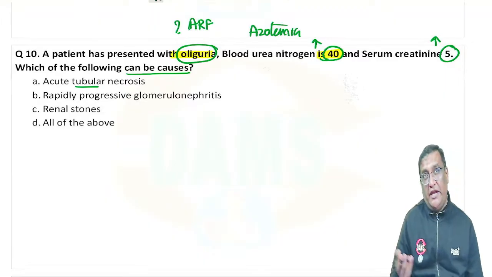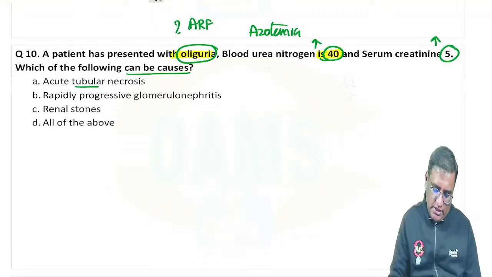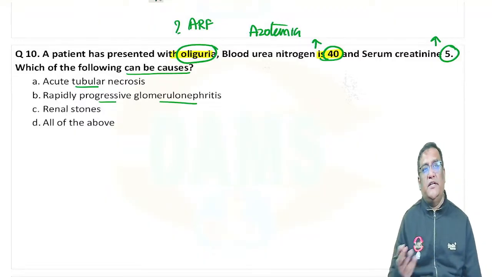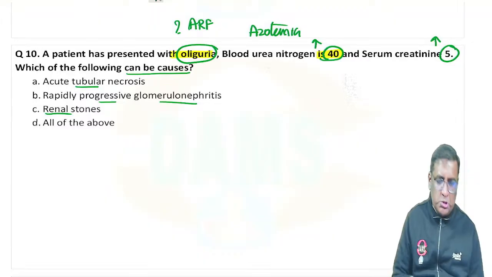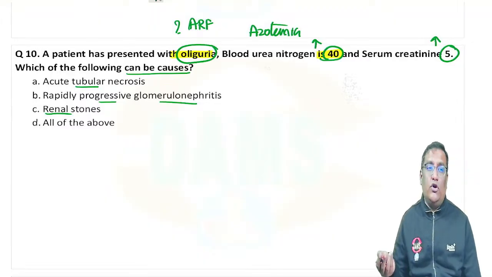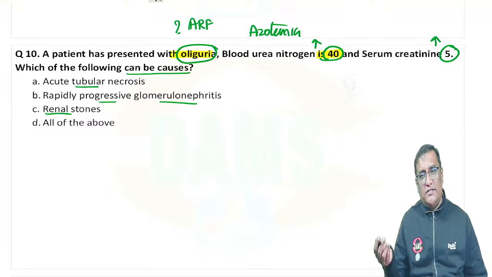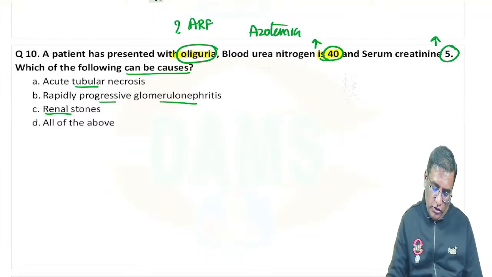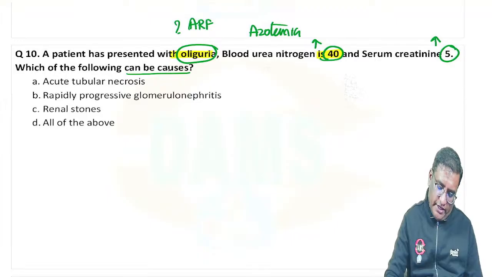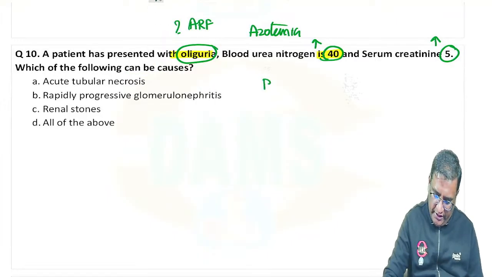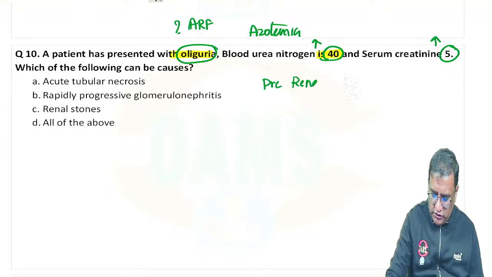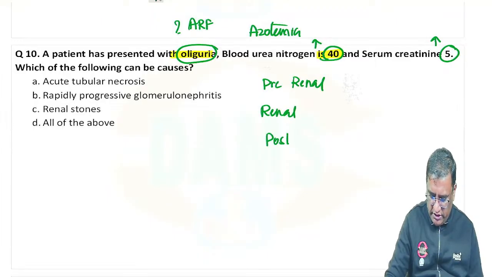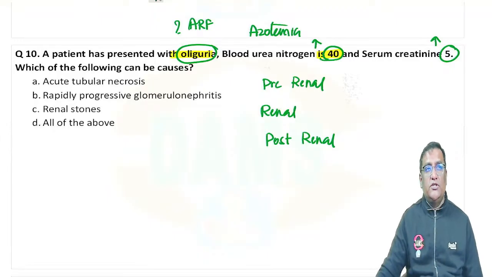Acute tubular necrosis, can it cause renal failure? Yes. Rapidly progressive glomerulonephritis, yes, that also can cause it. Renal stones can also cause it. Now, how do we differentiate? If you remember the azotemias, we divided them into three types: pre-renal causes of azotemia, then renal causes, and post-renal causes. We divided them into three, isn't it?